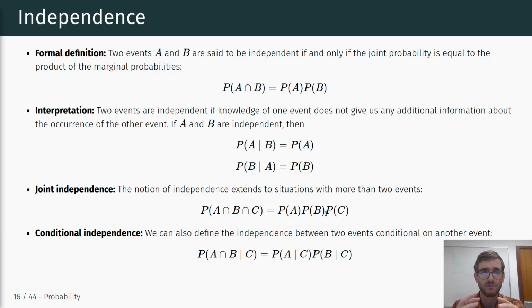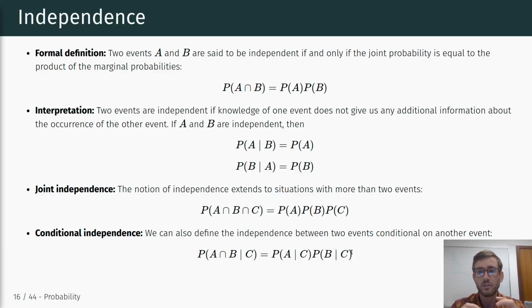And then lastly, we have conditional independence, which means that we can also define the independence between two events conditional on another event, right? So even if A and B by themselves are not independent, they can be conditionally independent in the sense that the probability of A intersect B conditional on C is equal to the probability of A conditional on C times the probability of B given C, right? So in that sense, the conditional joint probability is equal to the product of the conditional probabilities of A and B given C.